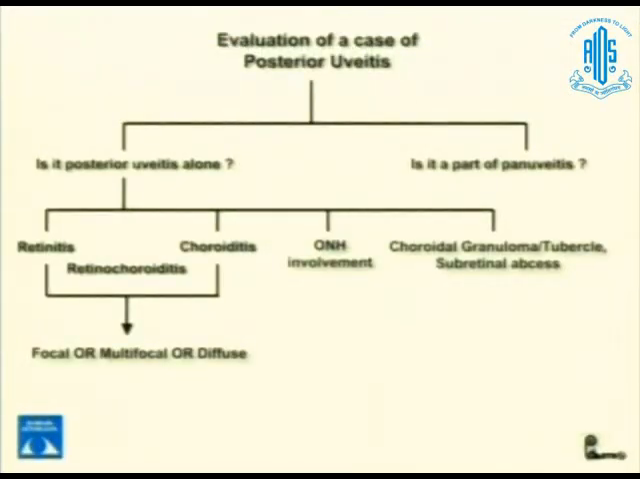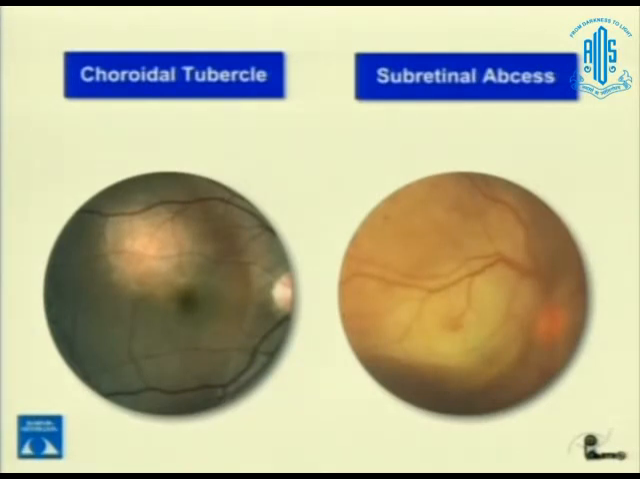So next important, look carefully at the periphery of the fundus, whether there is a choroidal granuloma, tubercle or subretinal abscess. If you see here, it's a case of choroidal tubercle. You can see the vessels clearly, you can make out these vessels. This is a case, and some subretinal fluid here, and here is a subretinal abscess.